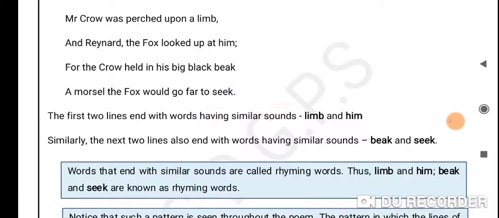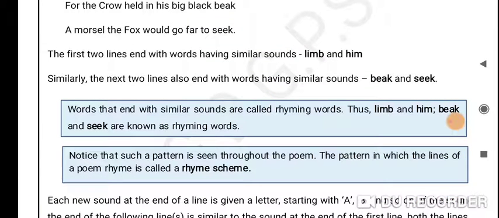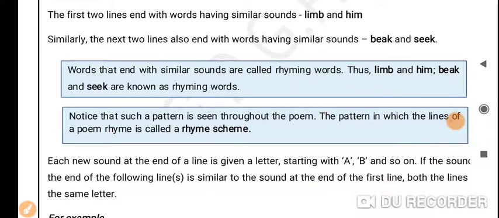These words which have similar sounds are known as rhyming words. So limb and him, beak and seek are rhyming words. What are they? Rhyming words, because they have similar sounds. We notice such a pattern throughout a poem. This pattern in which the lines of a poem rhyme is called a rhyme scheme. This pattern of rhyming words in the poem is known as rhyme scheme.